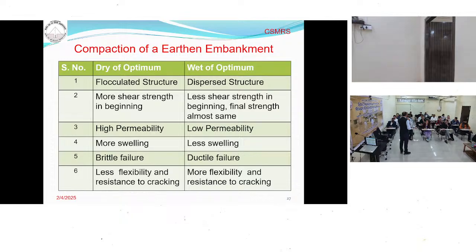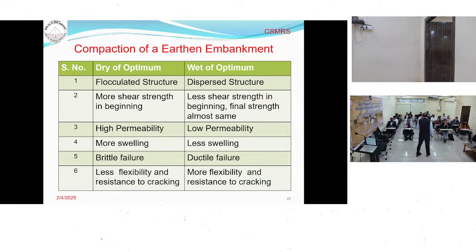But in case of the dispersed structure, the particles are parallel, like this one. So these are the dispersed structure. On the dry side, it has more shear strength; on the wet side, it has less shear strength. Dry side: high permeability, more swelling, brittle failure. On the wet side: low permeability, less swelling, ductile failure. So these are the differences.